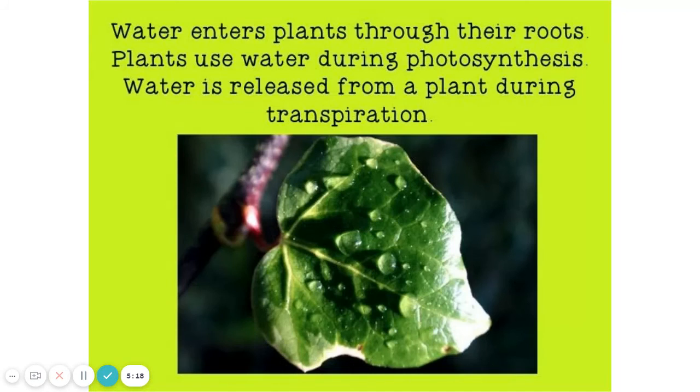Transpiration. The water is going to enter plants through their roots. Those plants use the water during their photosynthesis, and then that water is released during transpiration. So when the sun is shining on those plants, making the water in it warmer, it's getting released through transpiration. We can't see that with just looking at it, but there are ways that we'll be able to see that transpiration is happening.